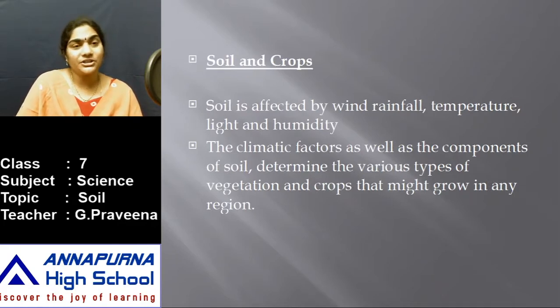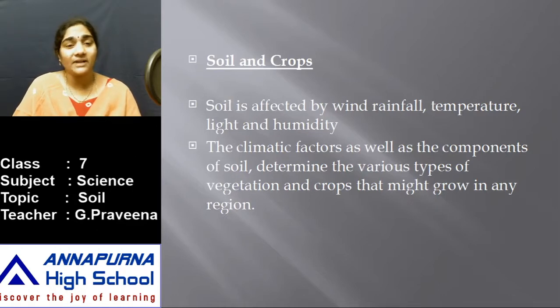So what is the relation between soil and crops? As we already discussed, soil is very important and essential for agriculture, right? Soil is affected by wind, rainfall, temperature, light and humidity. The climatic factors as well as the components of soil determine the various types of vegetation and crops that might grow in any region.